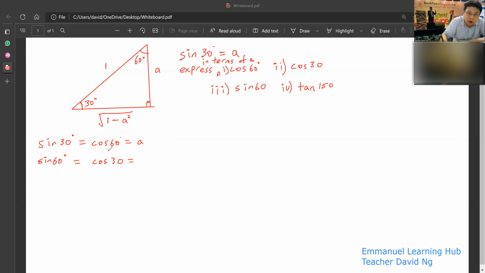Okay, cosine 30, right? Adjacent over hypotenuse. Or opposite over hypotenuse, sine 60. Okay, then after that, I already found my cosine 60, right? I already found my cosine 30, right? I already found my sine 60 also, right? 1, 2, 3, so far, right?